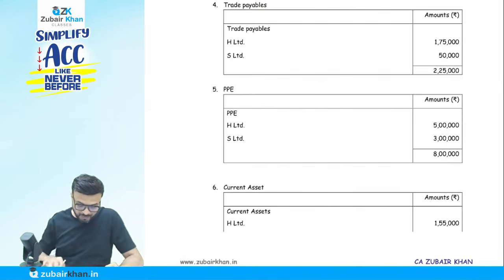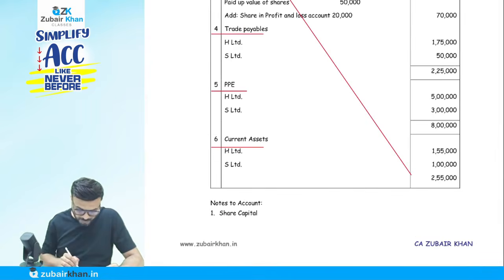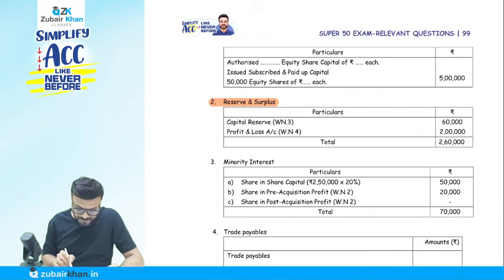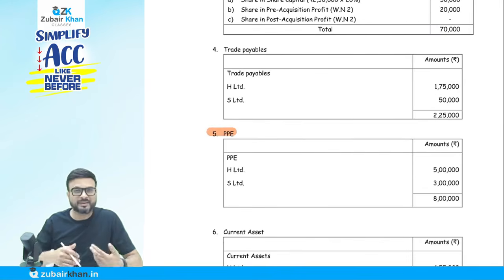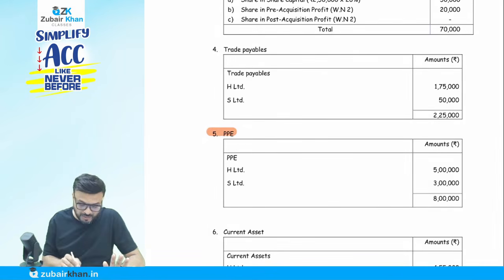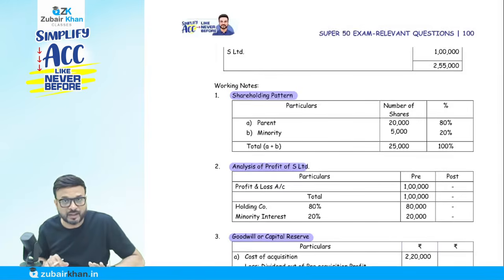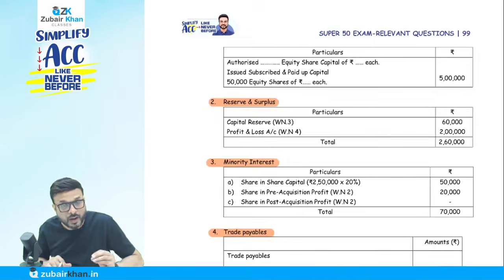So here we have prepared notes to account which you have to prepare. That is share capital. Okay. Then reserve and surplus, minority interest. Okay. And then PP, but they have prepared it, not necessarily. Okay, then they have prepared trade payable and then current asset. 6 notes to account and these 4 working notes. Now, how to solve the question?